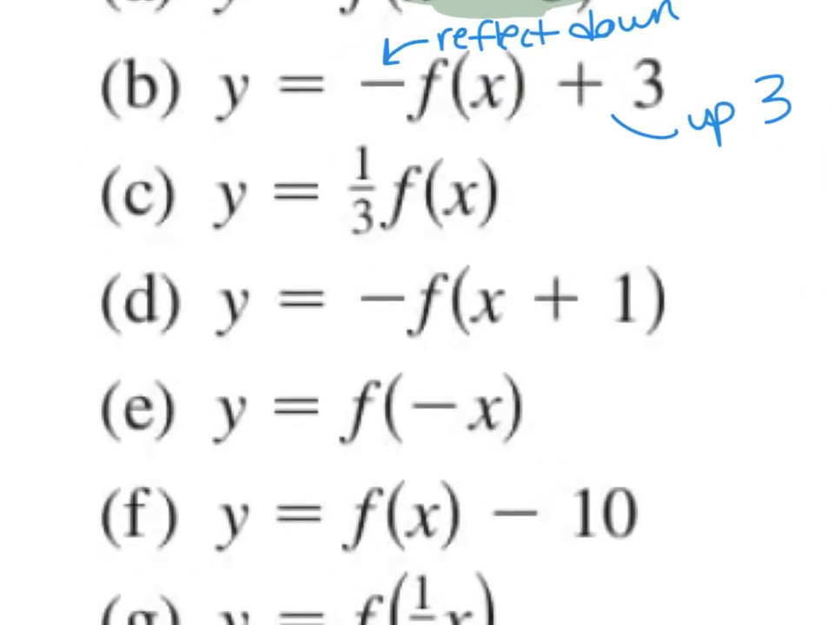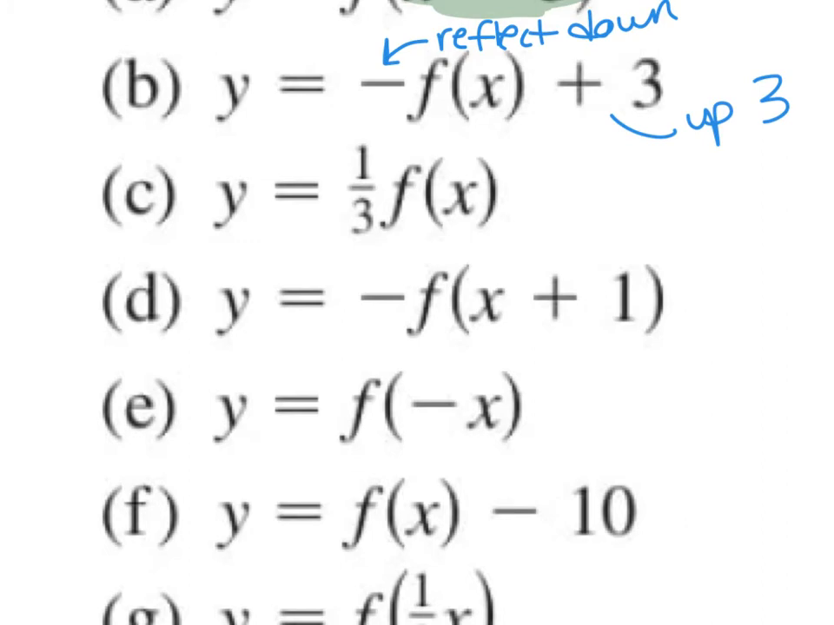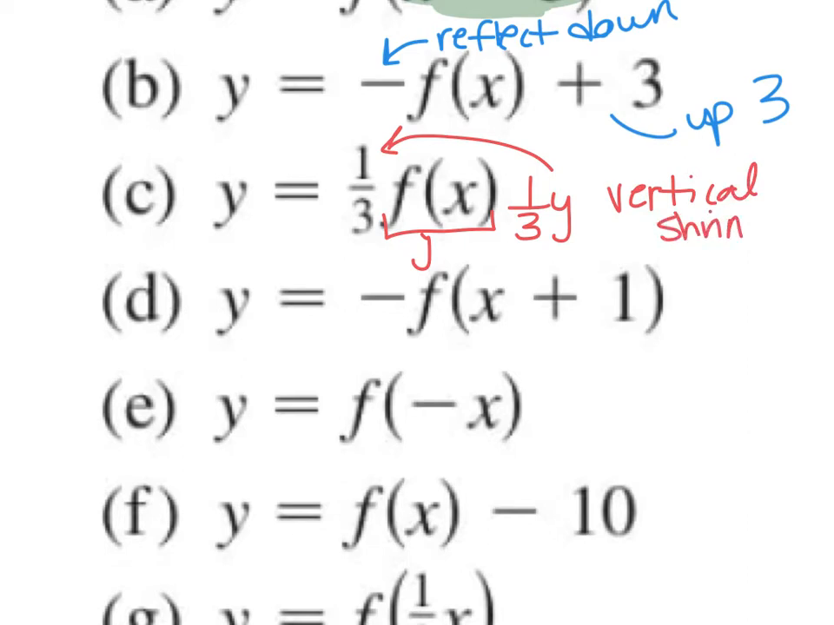All right, letter C is 1/3 of f of x. So when that 1/3 is out in front, this means that you are changing the y values. You're taking 1/3 of f of x, and f of x is the same thing as y. So you're taking 1/3 of y, which is going to make the y value smaller. So this is what we call a vertical shrink, because the y values, which is the vertical axis, is getting smaller, so it's shrinking. So let's look at what that would be.